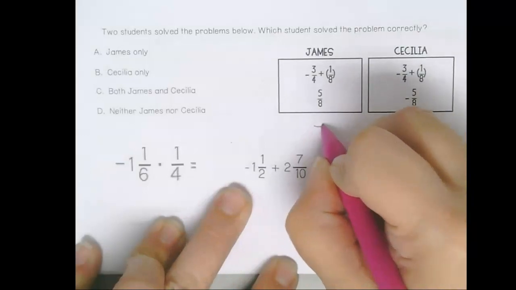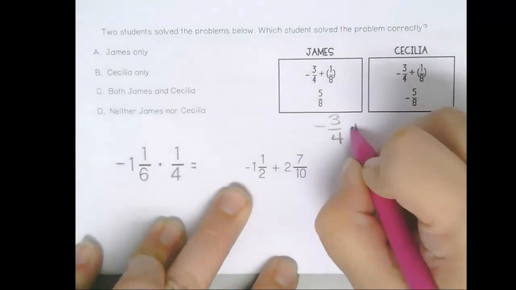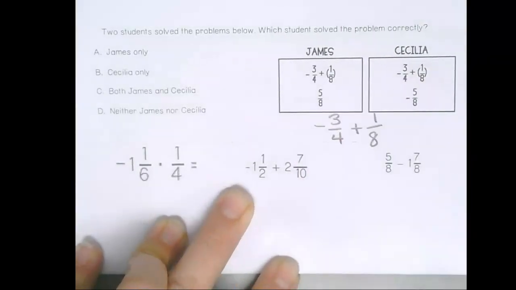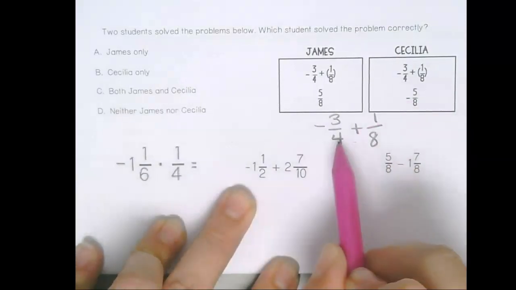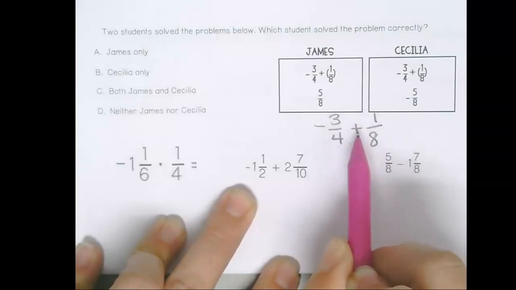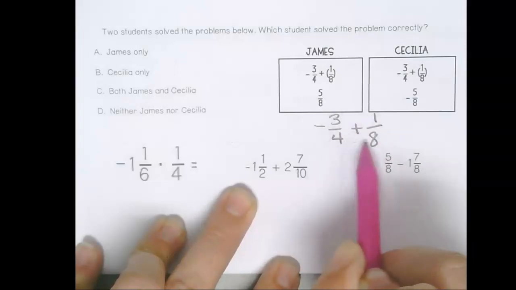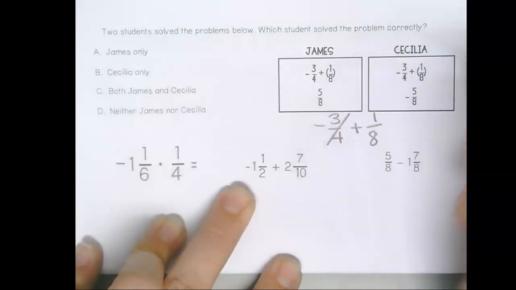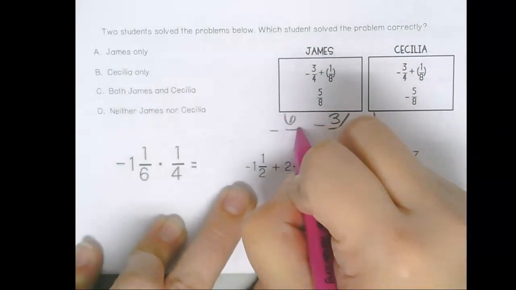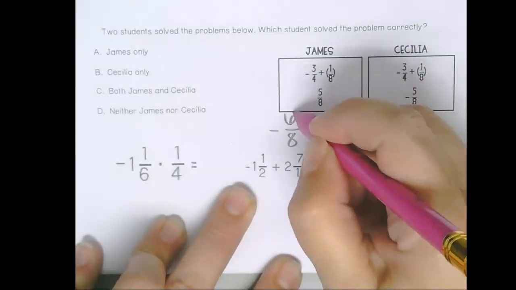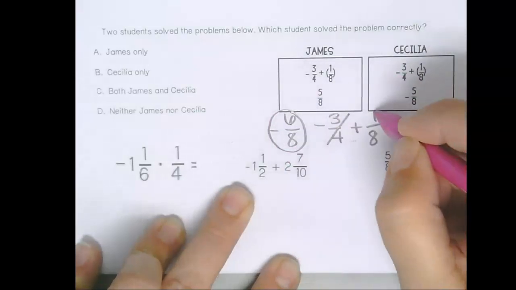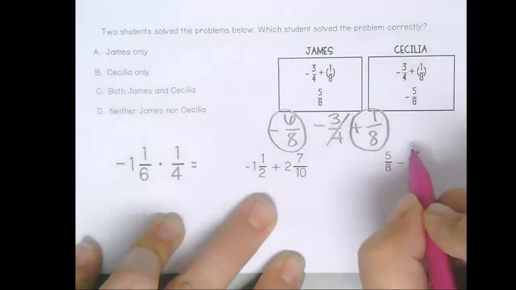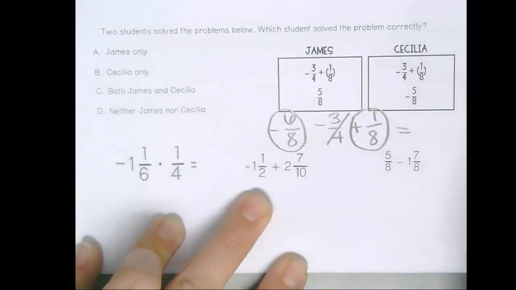So I'm just going to rewrite it down here and see what we come up with and see whose answer matches our answer. So basically, if I'm going to combine these two amounts, I want them both to have a common denominator. So I'm going to go ahead and change this to negative 6/8. When I have negative 6/8 and a positive 1/8, I'm going to combine those two amounts, okay?